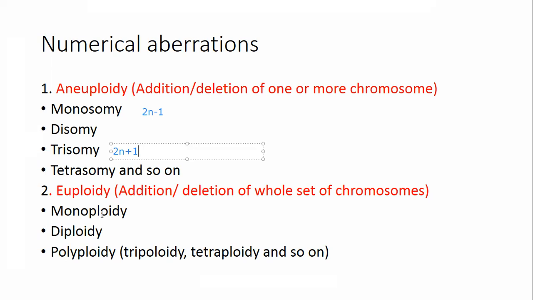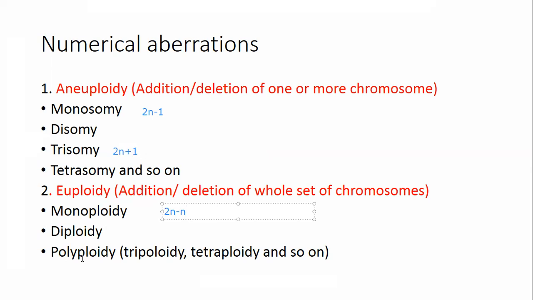First is monoploidy, in which one haploid set is deleted from the diploid individual. So monoploidy is represented as 2n-n. So here n is representing the haploid set. So if one haploid set is deleted from the diploid individual, it is the condition of monoploidy. And mostly monoploidy does not exist, because the individual cannot tolerate the complete loss of a haploid set. Then there is a condition of diploidy, that is a normal condition represented as 2n.